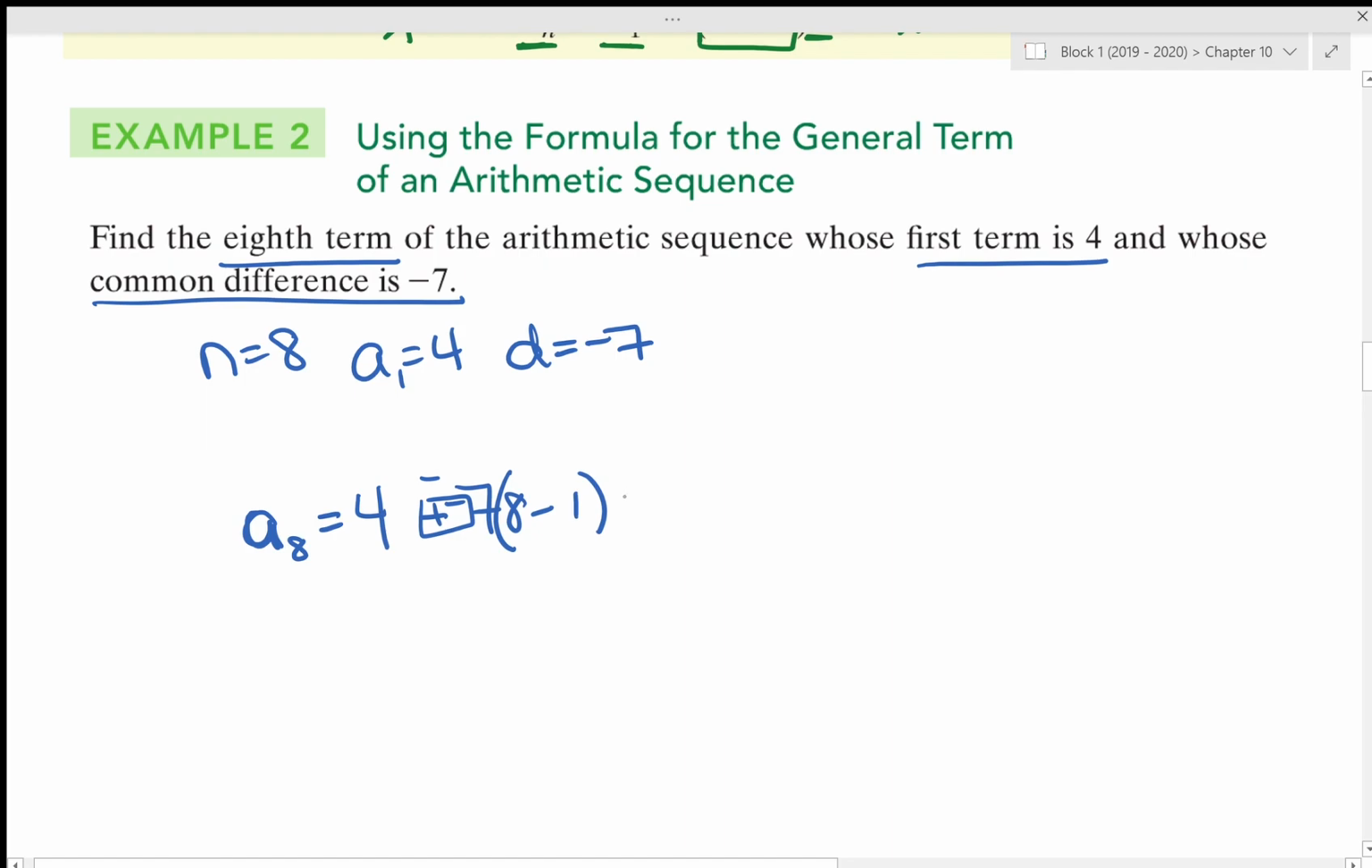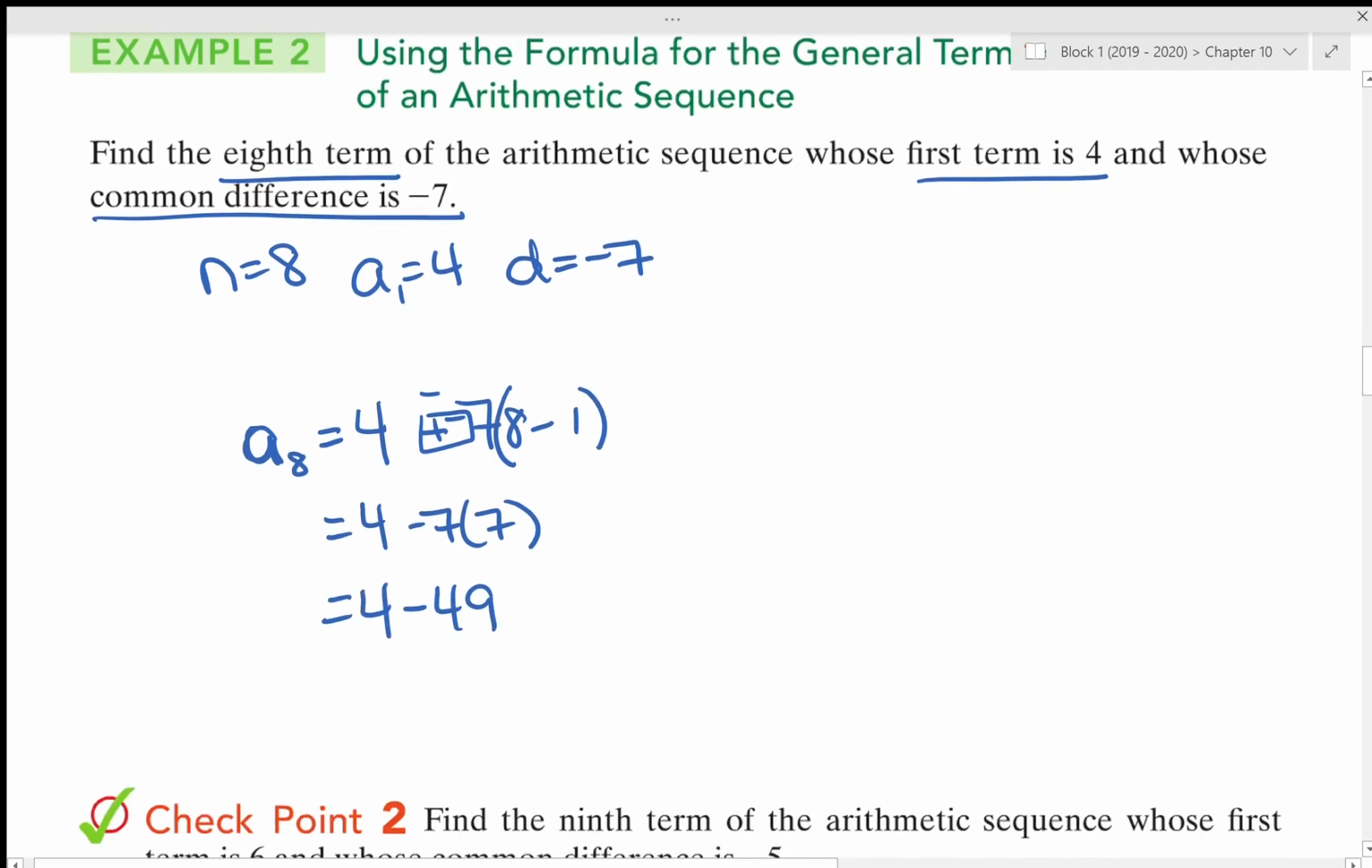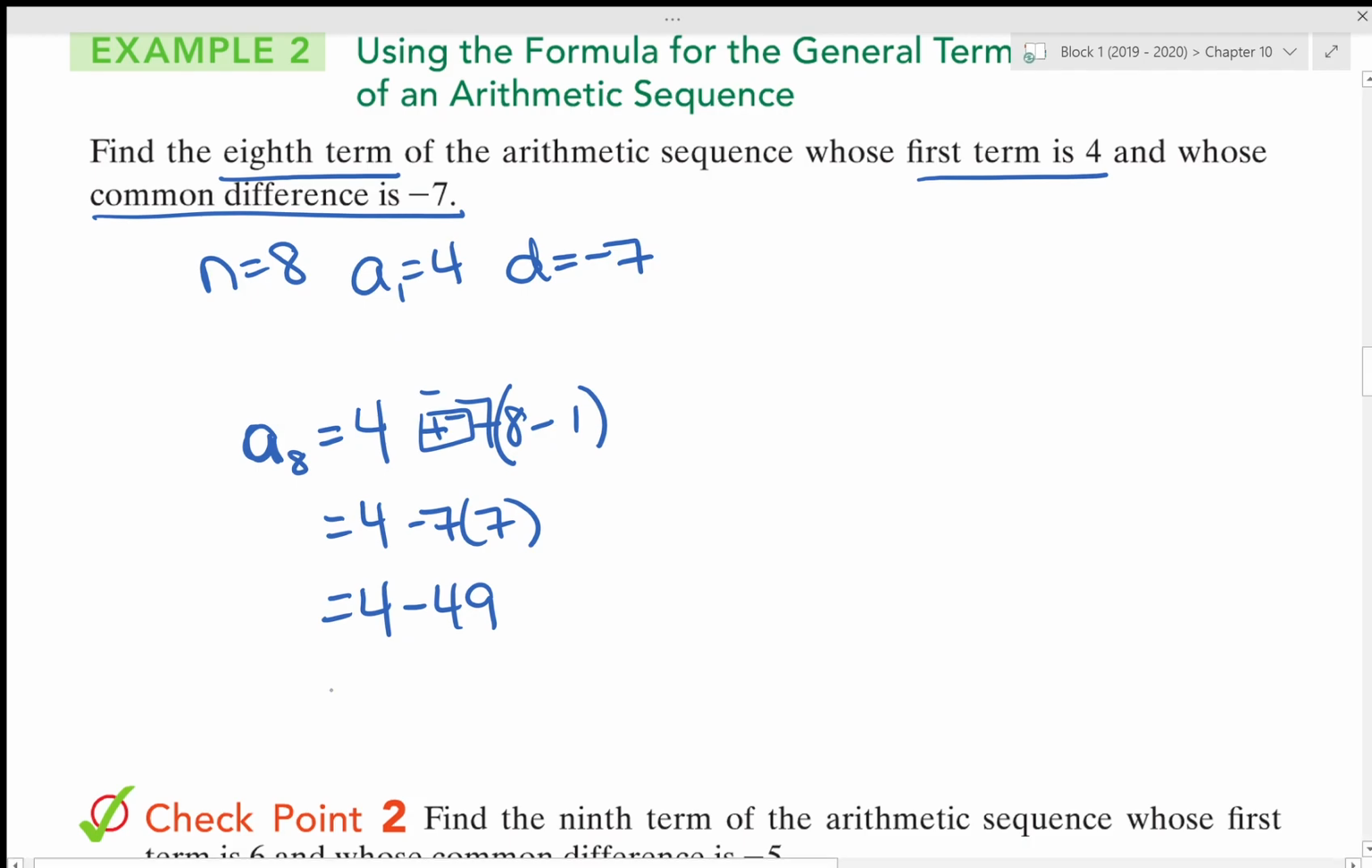So I now have to follow PEMDAS. So 8 minus 1 is 7. Negative 7 times 7 is negative 49. And 4 minus 49 is negative 45. So that's a of 8.